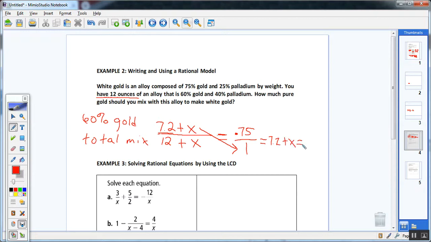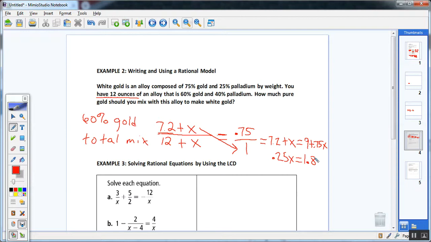Okay, help me on the right. What's 12 times 0.75? 8, close. 9. 9 plus 0.75x. Okay. Let's get the x's together. So I'm going to subtract 0.75x from both sides. So 1x minus 0.75x would give you what? So this is 0.25x on the left. It would really be 0.25x plus 7.2. But let's do 9 minus 7.2. What's that equal? 1.8. All right.